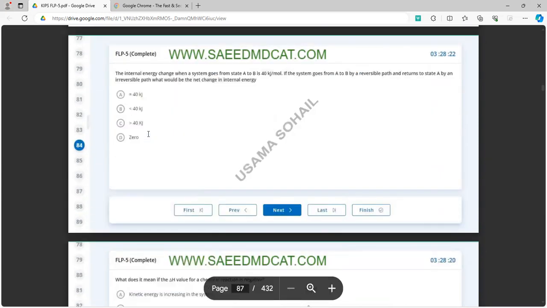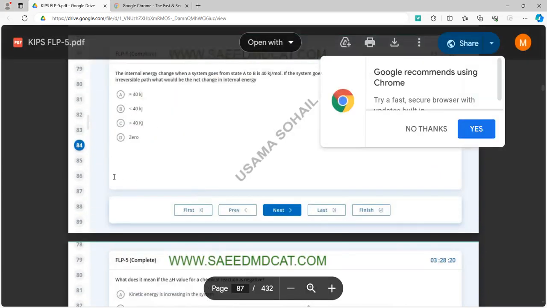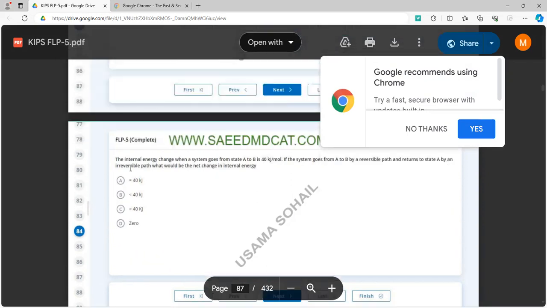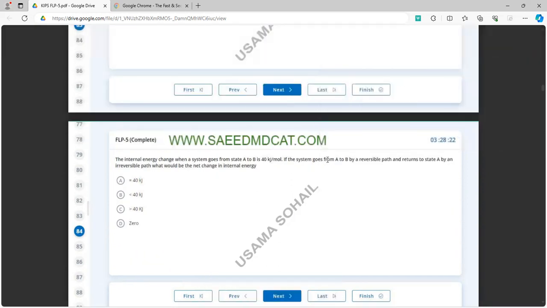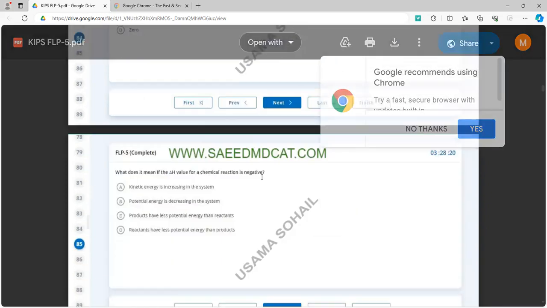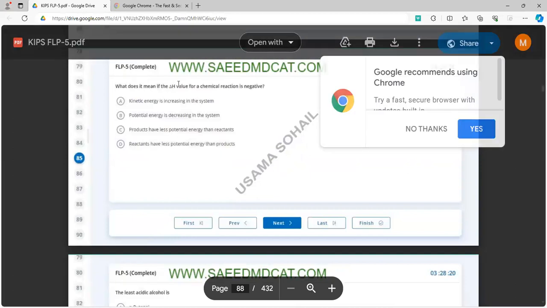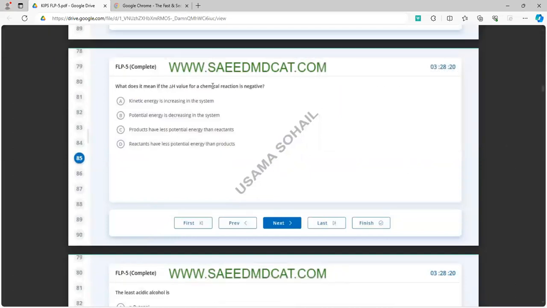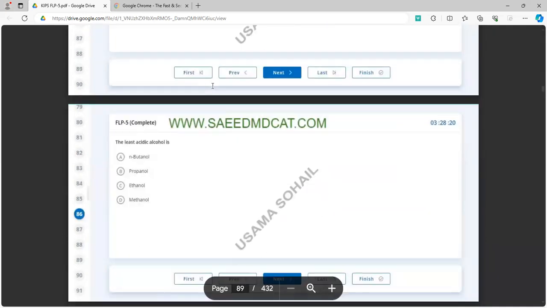Now, in question number 84, the net change in internal energy will be zero. Why? Because they've said that the system goes from A to B by a reversible path, so there is no net change in energy. In question number 85, it's an exothermic reaction, and an exothermic reaction always has a delta H which is negative, because the products have less energy than the reactants.